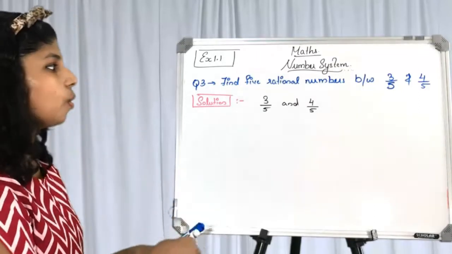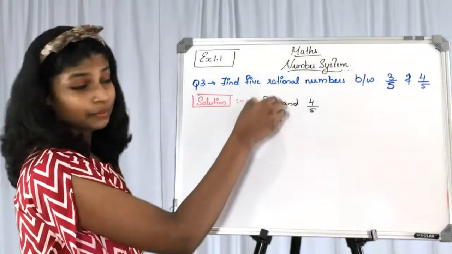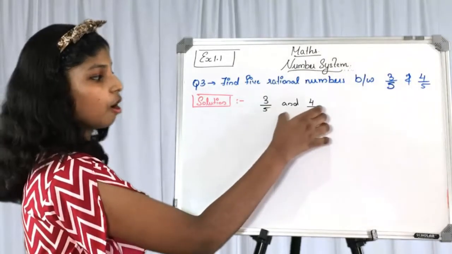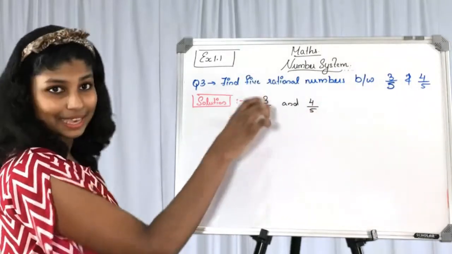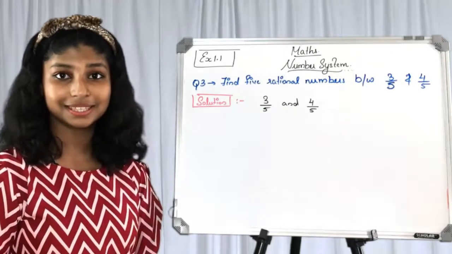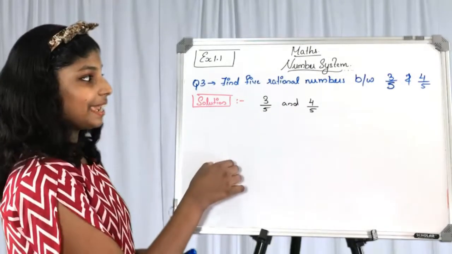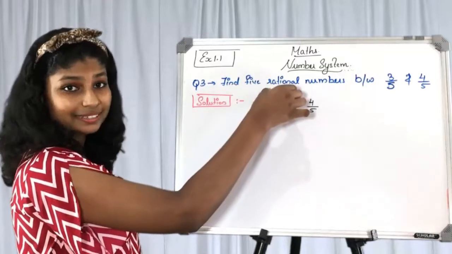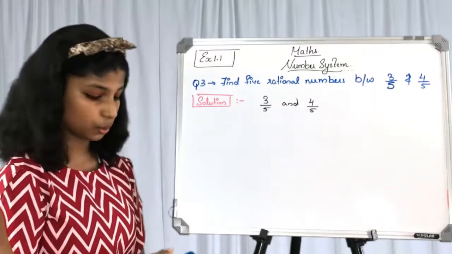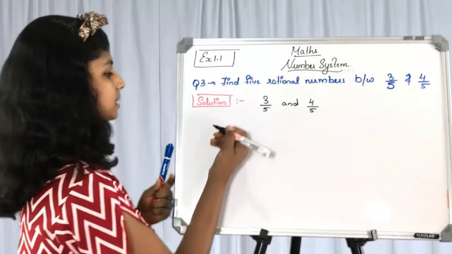Just directly go and multiply the numerator and denominator of both these numbers by 6. How is it 6? You have to take a number which is greater than the number given in the question. Okay, so let's solve it.